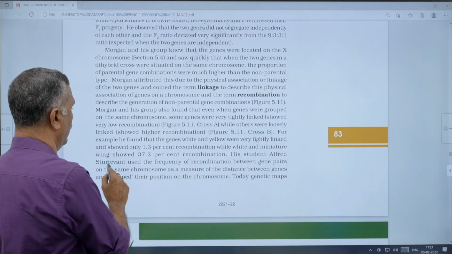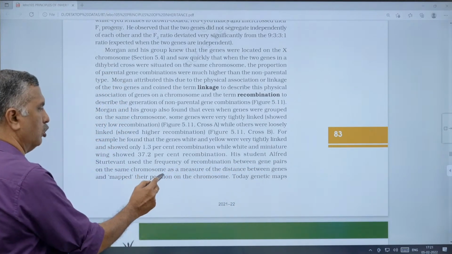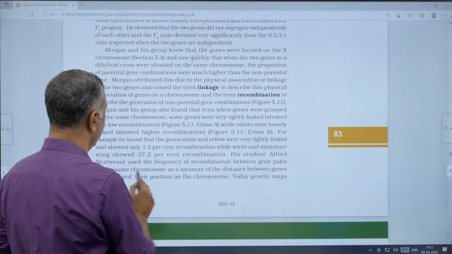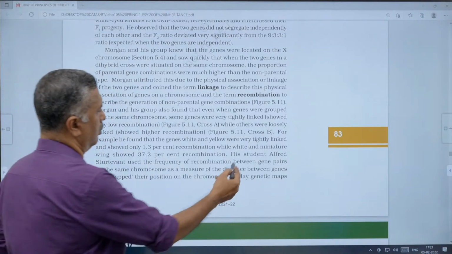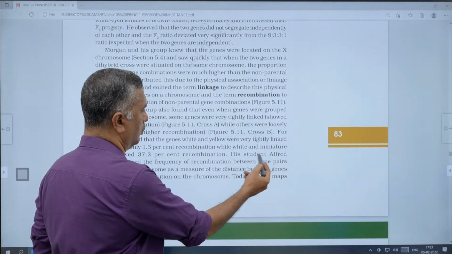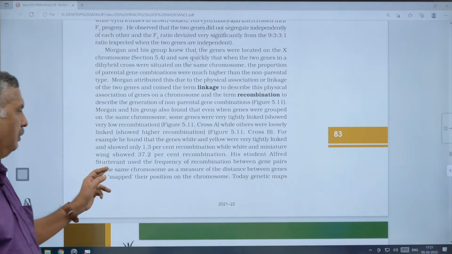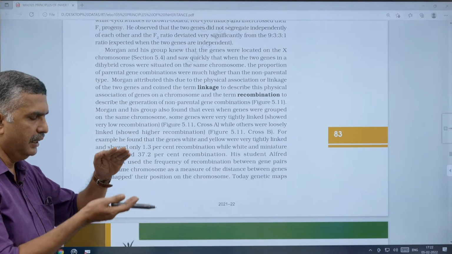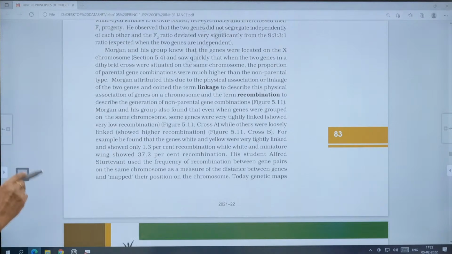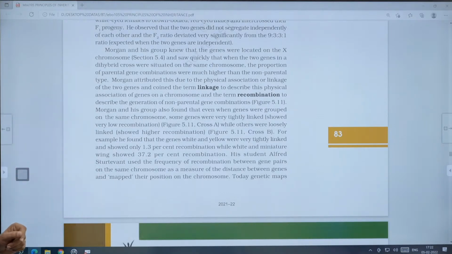His student Alfred Sturtevant used the frequency of recombination between gene pairs on the same chromosome as a measure of the distance between the genes, and mapped their positions on the chromosome. That is called chromosome mapping, or gene mapping.